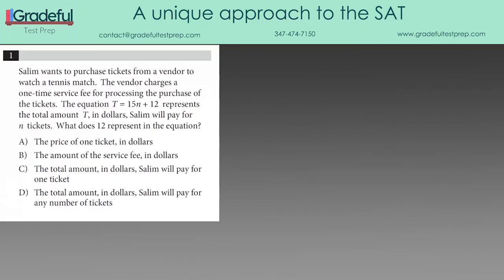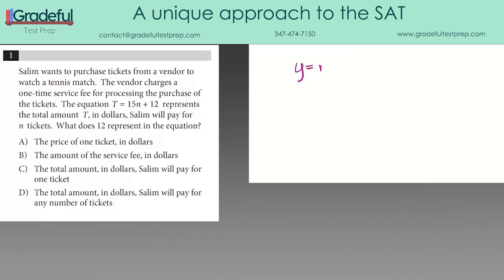Question 1. This question is giving us an equation, t equals 15n plus 12, and it's asking us, what does the 12 represent? What's really going on here is that this is a y equals mx plus b type of equation. You can tell that because of how nicely it lines up with t equals 15n plus 12.